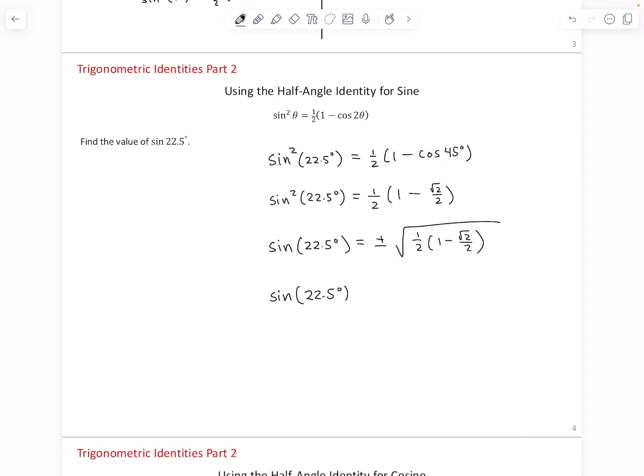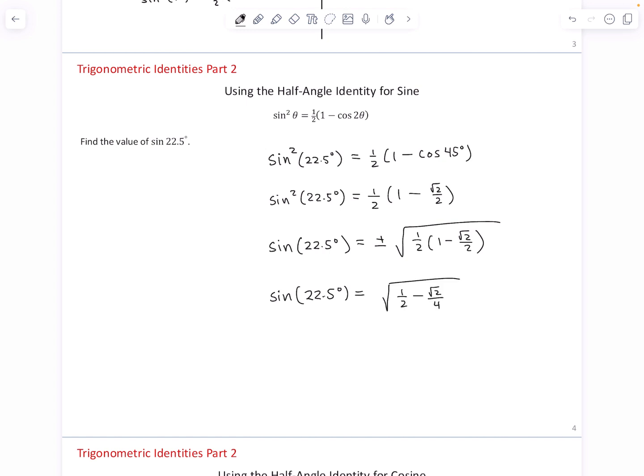But we need to decide, do I keep the plus or the minus? And so knowing which quadrant we are in will help us make that determination. The 22.5 degrees is a first quadrant angle. Therefore, the sign needs to be positive. And if I do distribute the 1/2, we get this radicand.